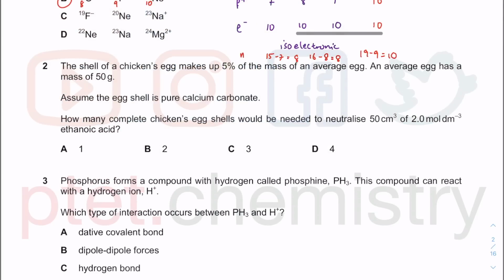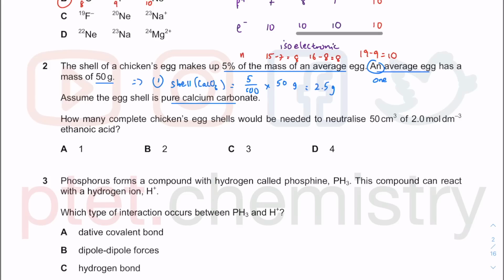Question number 2, we have a shell of a chicken egg which made up 5% of the mass of an average egg. So 5% of 50 grams, which is the mass of one average egg. So N there refers to 1. So how much of the shell is actually pure calcium carbonate? So the shell, which is just calcium carbonate, is going to be 5 out of 100 because percentage is out of 100% times 50 grams. So 5 divided by 100 times 50, you get 2.5 grams.